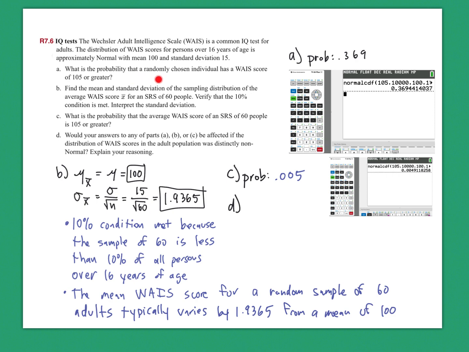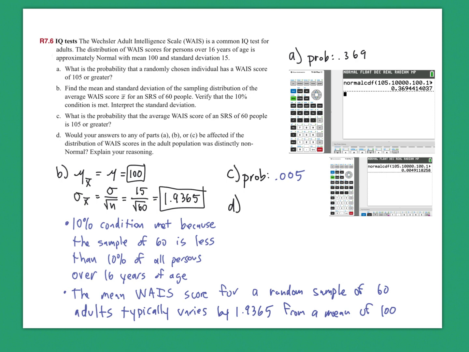To calculate this probability for part A, we were assuming it was normal. We did normal CDF, which assumes that the population is normal. If the population wasn't normal and we did everything the same, we did normal CDF, then who knows? It depends on how not normal the actual scores were. But we would expect to get a different answer for part A.